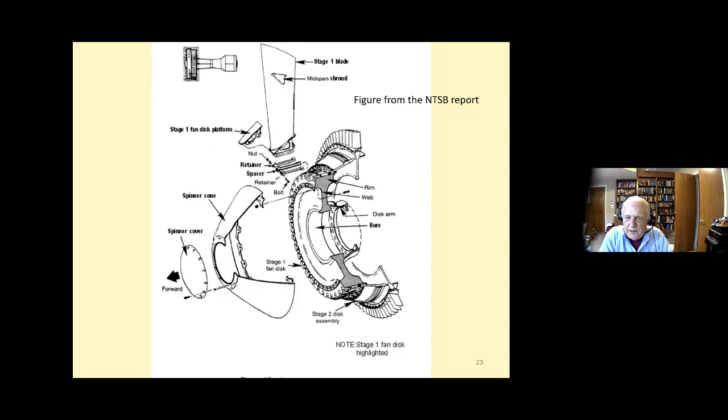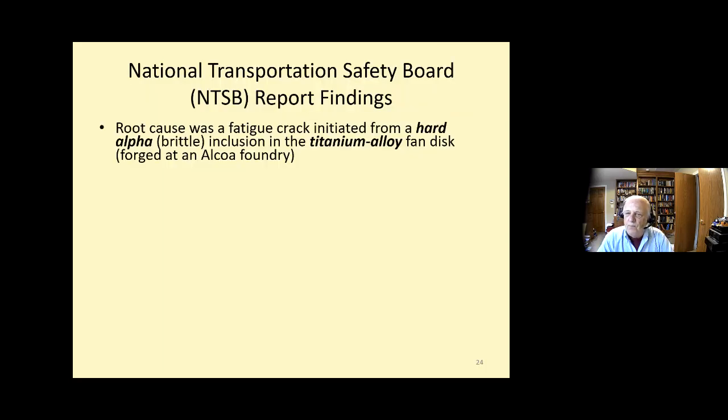What we're looking at here on the right is the stage 1 disc, the front disc in an engine. So you've all looked at the front of an aircraft engine. You see these blades. The blades are slotted into this disc, and it was this disc that literally exploded. The root cause was what's known as a hard alpha. It's a brittleness in the titanium alloy.